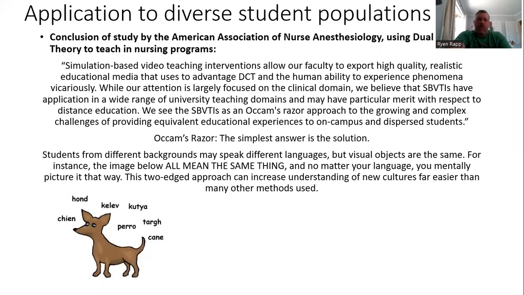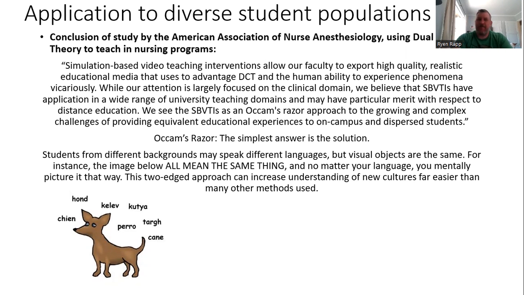So the study that I found was by the American Association of Nurse Anesthesiology. And what they wanted to do was use visual learning, use dual code theory to teach nursing students throughout, not just in a classroom, but all dispersed, how to do these extremely intricate things with their patients. Anesthesiology is not something that's very easy to do, but we're going to show you, and it seems too simple for such a hard thing.